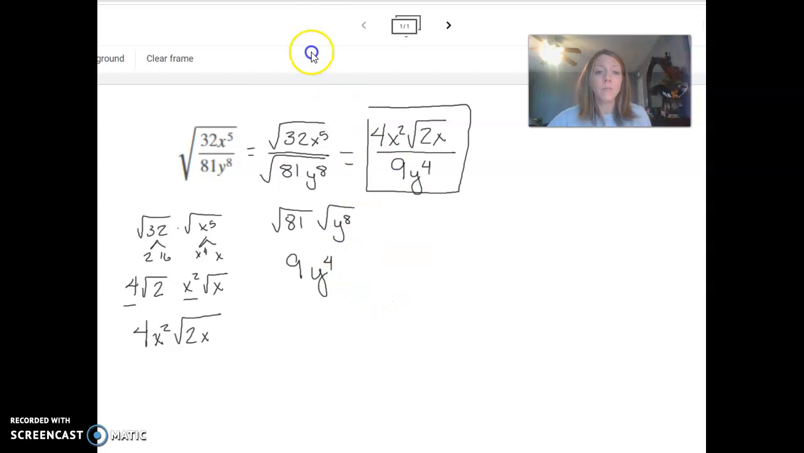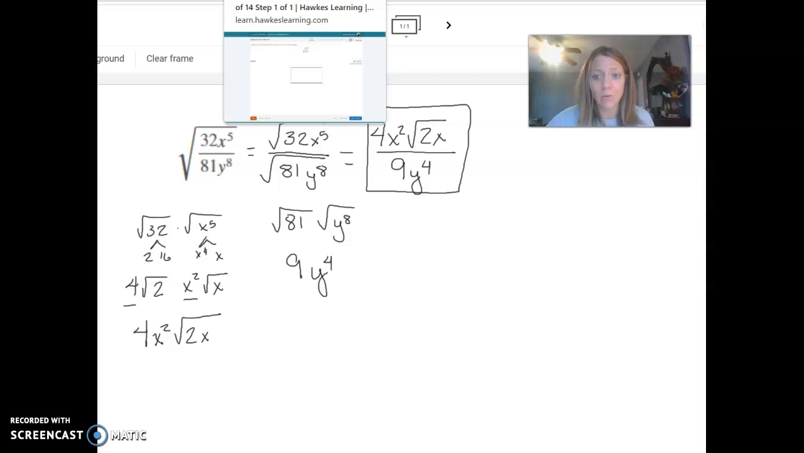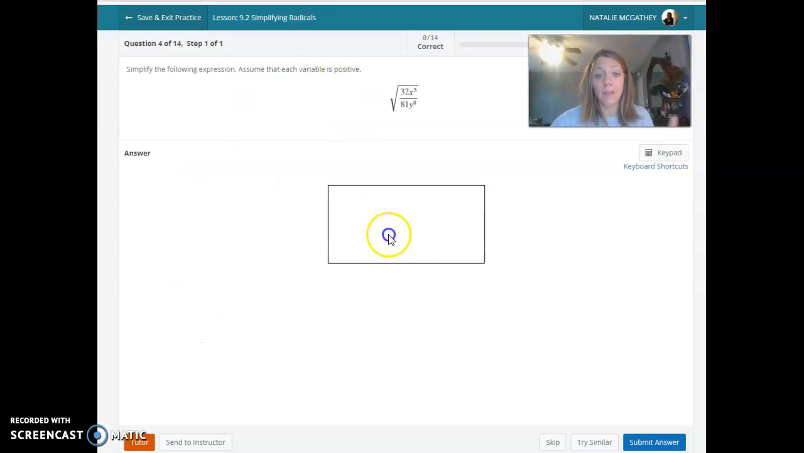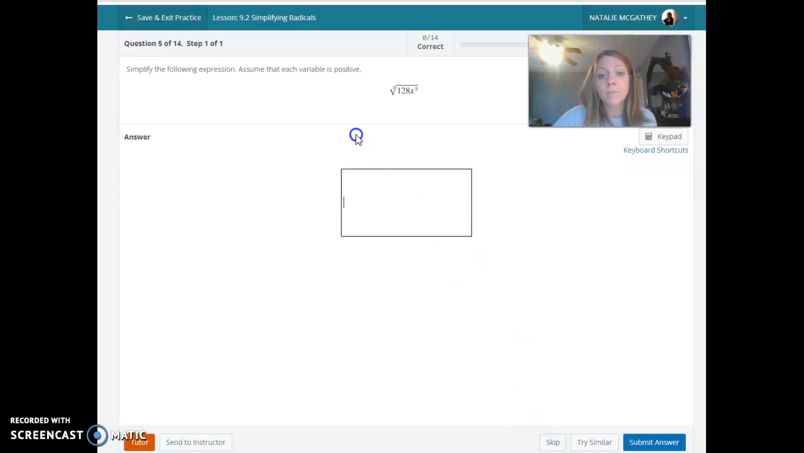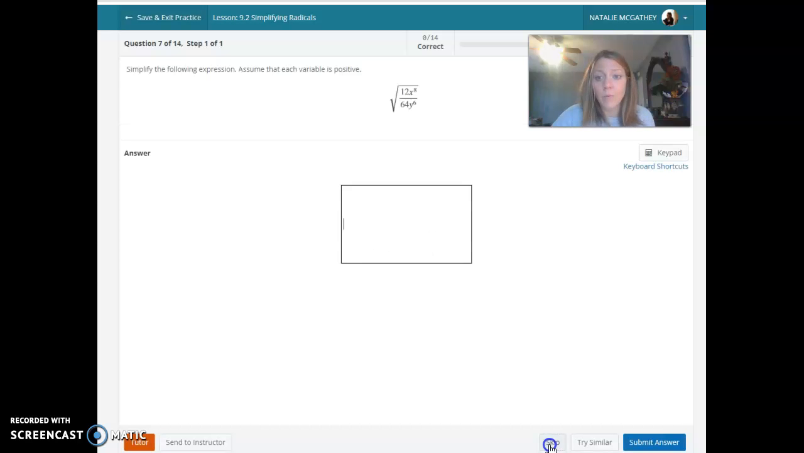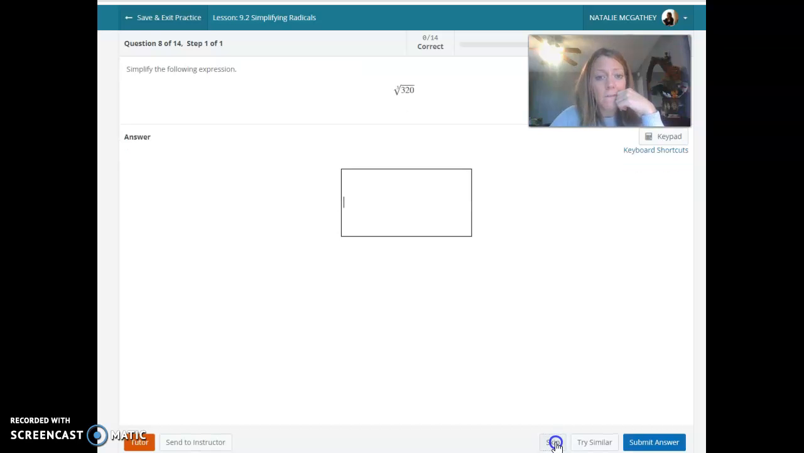So again, these problems I think are the only ones that are going to take you a while, just because you have to do the whole thing with the numerator and with the denominator. Let's skip around and look at a couple more problems. Okay, here we've got a cube root problem. So you're looking for groups of 3 factors to pull out. A lot of these problems are just like the ones that we did on your other lecture videos.